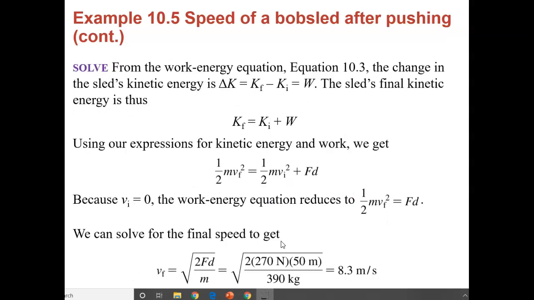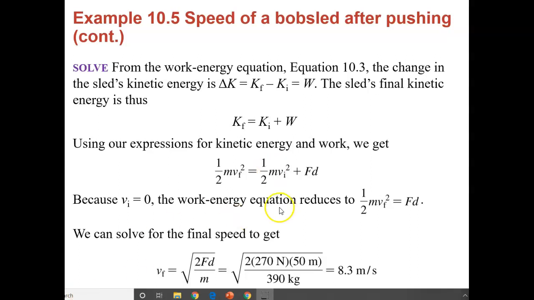So to do this, since work is change in kinetic energy, okay, that means kinetic energy final minus kinetic energy initial is work. So ultimately, that means kinetic energy final is going to be kinetic energy initial plus the work done. So kinetic energy final is 1/2 mv final squared. Kinetic energy initial is 1/2 mv initial squared. Work is force times distance.